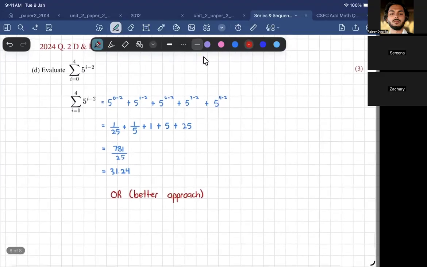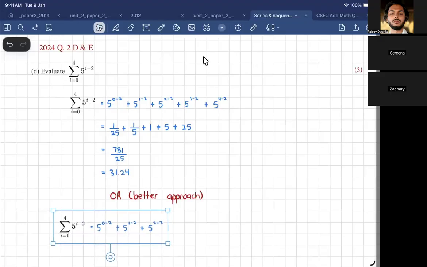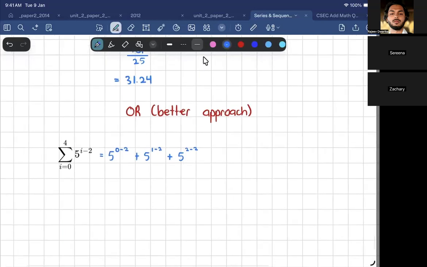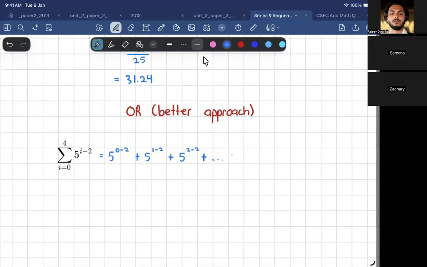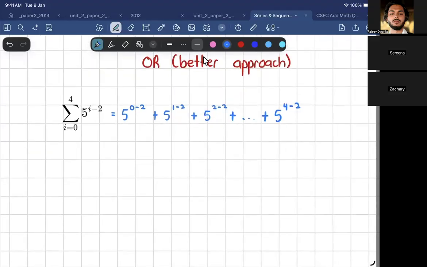All right, so Serena, this is what I would advise you to do. I would advise you to at least generate 3 terms, and you can say plus dot dot dot plus 5 to the power 4 minus 2. So generate at least 3 terms plus dot dot dot plus the last two. We're looking to see if it's a GP or AP. You're going to end up with 1 over 25 plus 1 over 5 plus 1 plus dot dot dot, and that'll be 25. And that's the last term.